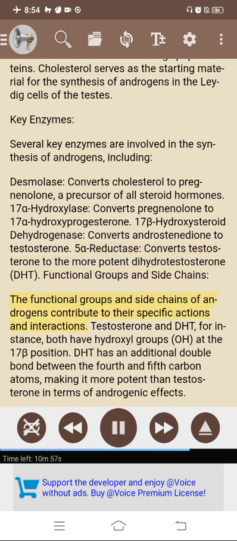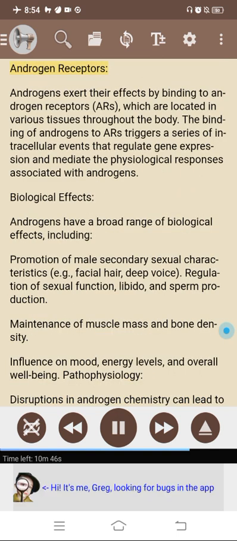Functional groups and side chains. The functional groups and side chains of androgens contribute to their specific actions and interactions. Testosterone and DHT, for instance, both have hydroxyl groups (OH) at the 17 beta position. DHT has an additional double bond between the fourth and fifth carbon atoms, making it more potent than testosterone in terms of androgenic effects. Androgen receptors.